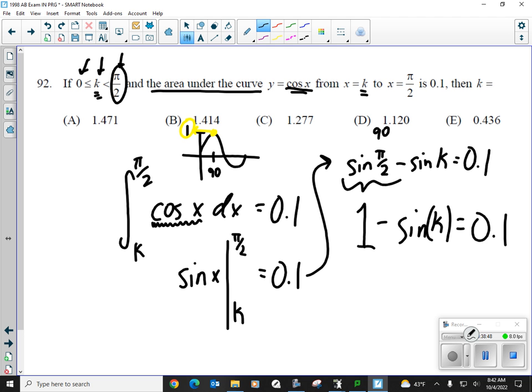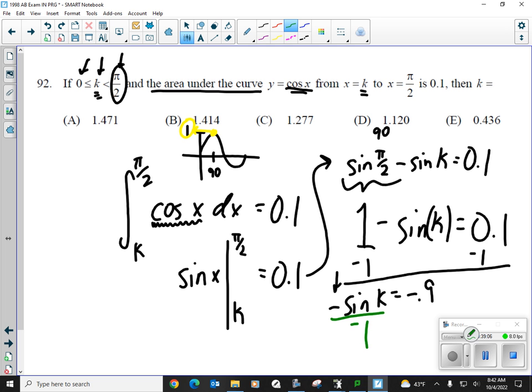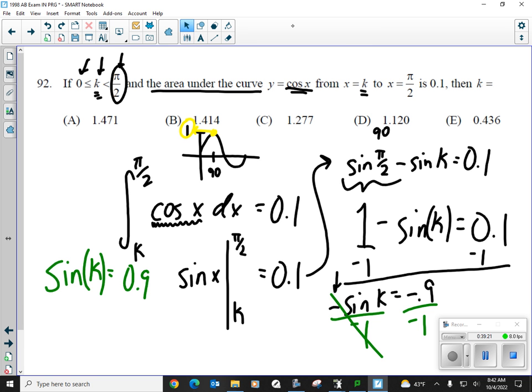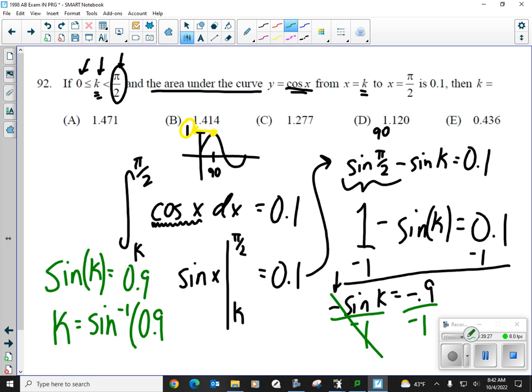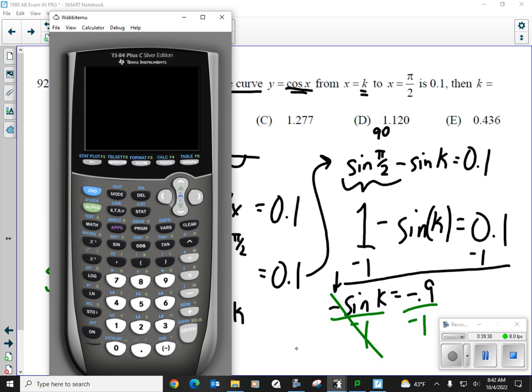Let's subtract 1 from both sides. Subtract 1, subtract 1. I've got negative sine of k equals negative 0.9. Then let's just get rid of this minus sign. We'll multiply both sides by -1 or divide by -1. So I've got sine of k equals 0.9. How do we solve for k? We set it up like this. K equals the sine inverse of 0.9, and we put that right in the calculator.